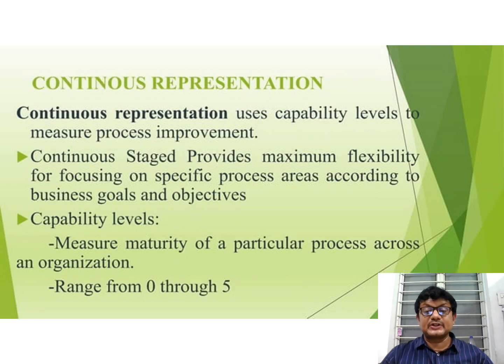Continuous representation uses capability levels to measure process improvement. Continuous representation provides maximum flexibility for focusing on specific process areas according to business goals and objectives. Capability levels measure the maturity of a particular process across an organization. They range from 0 through 5.